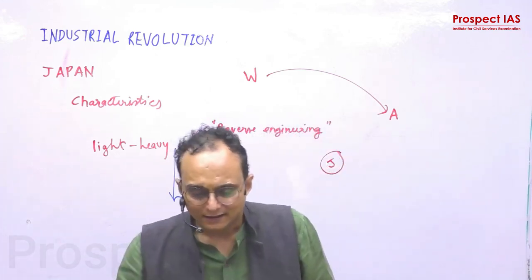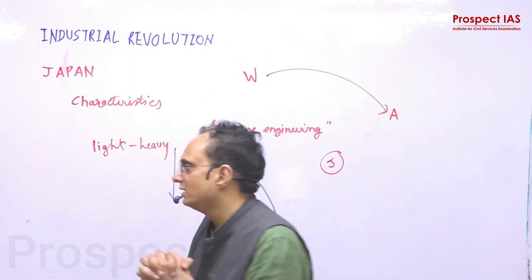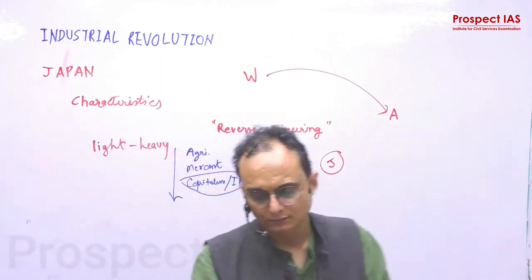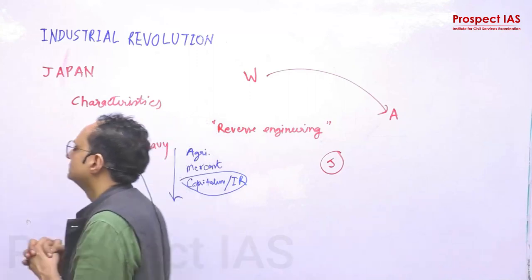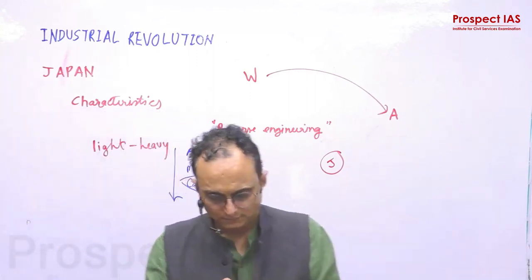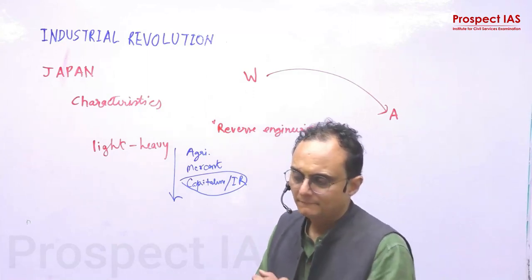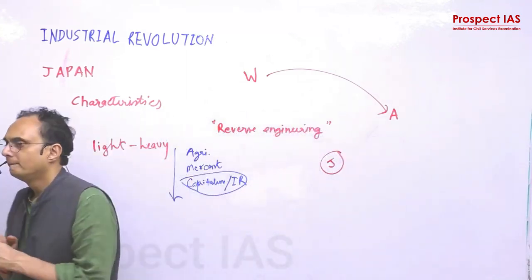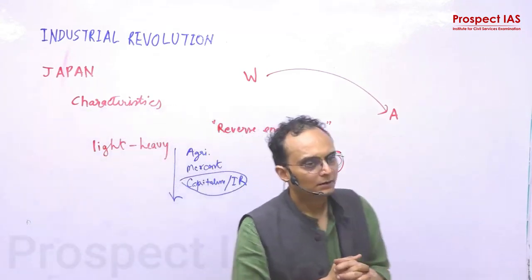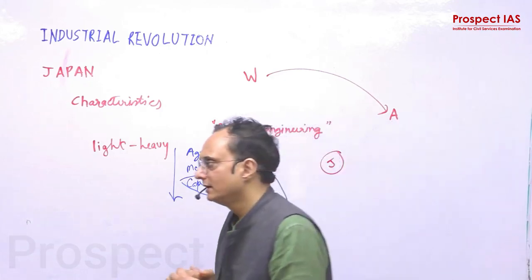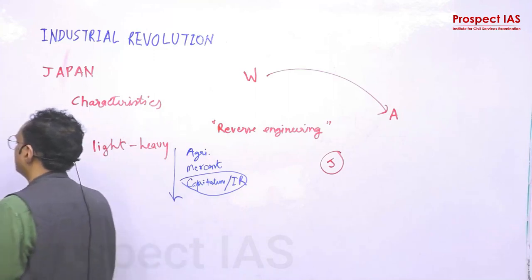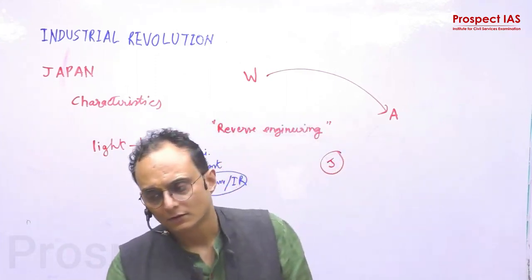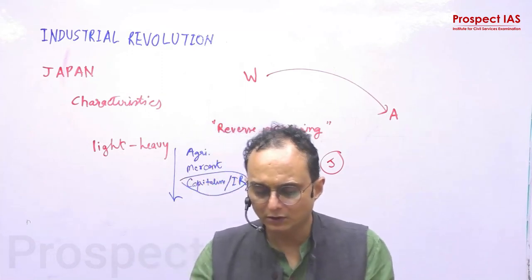In Japan, direct industrialization took place, unlike England, where agricultural development and mercantilism came before the coming of industrial revolution.